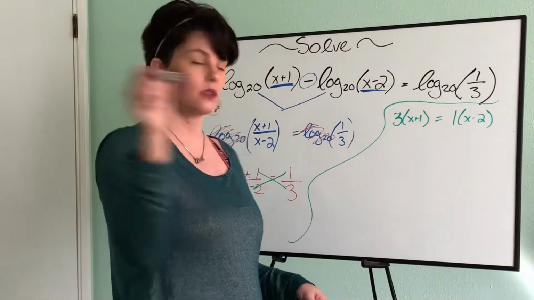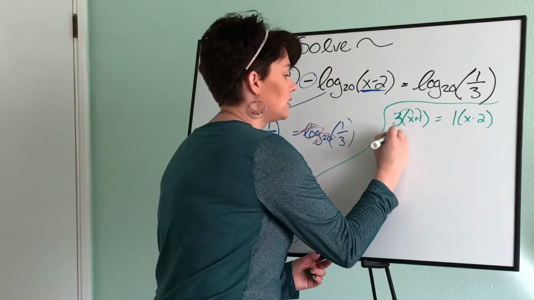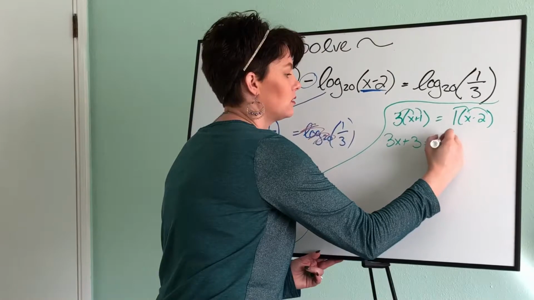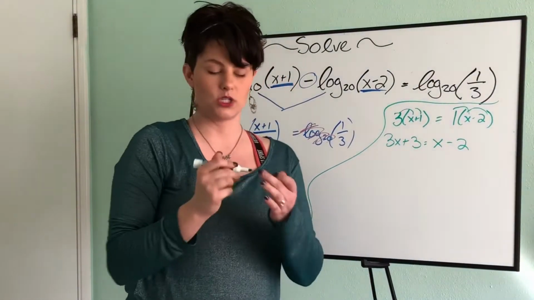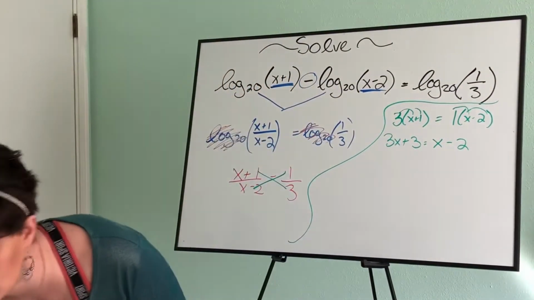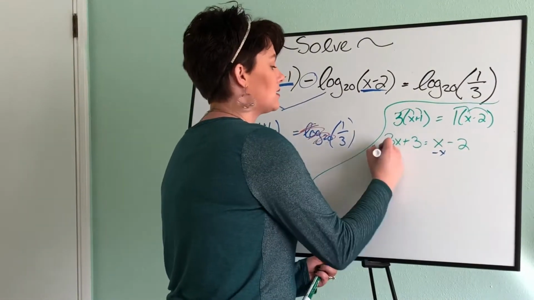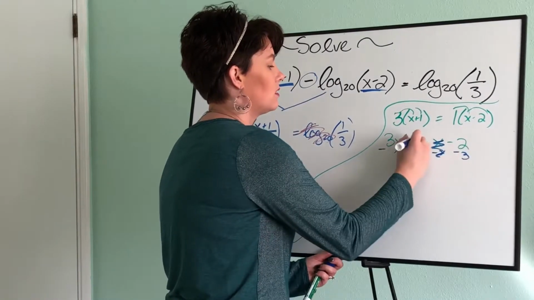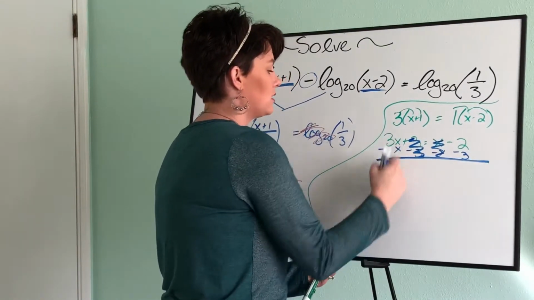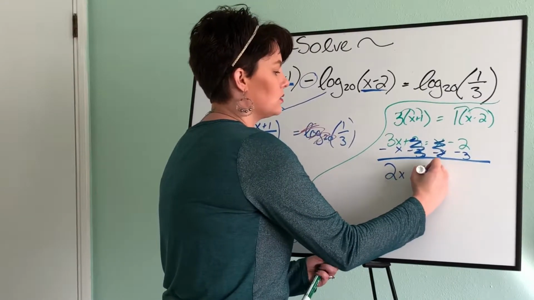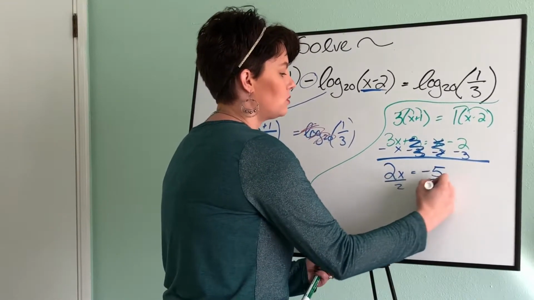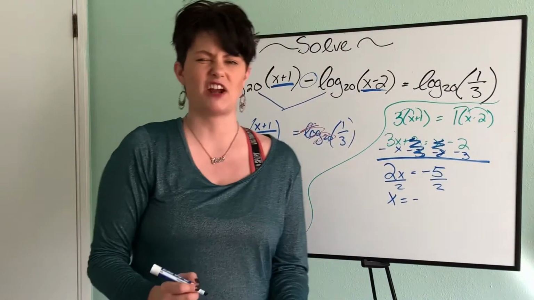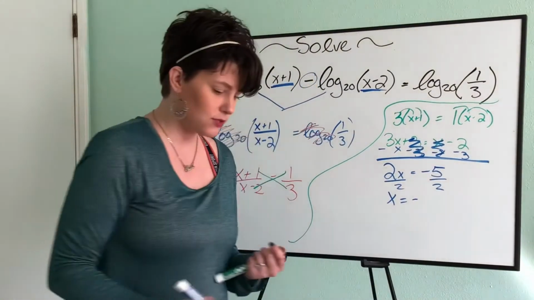So distributing the 3 and the 1, so we get 3x plus 3 equals 1x minus 2. And then we just start subtracting and adding and dividing to isolate the x, minus the x, and I'm just going to go ahead and minus the 3 at the same time. And we get 2x equals negative 5 divided by 2. X equals, like I said, I hate fractions. I hate them, so I'm just going to go with decimals, negative 2.5.